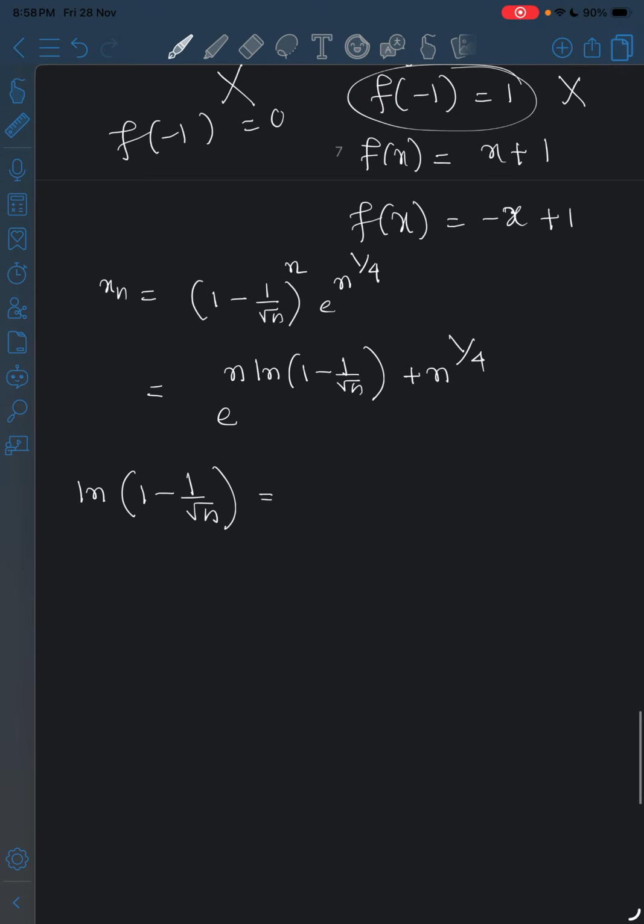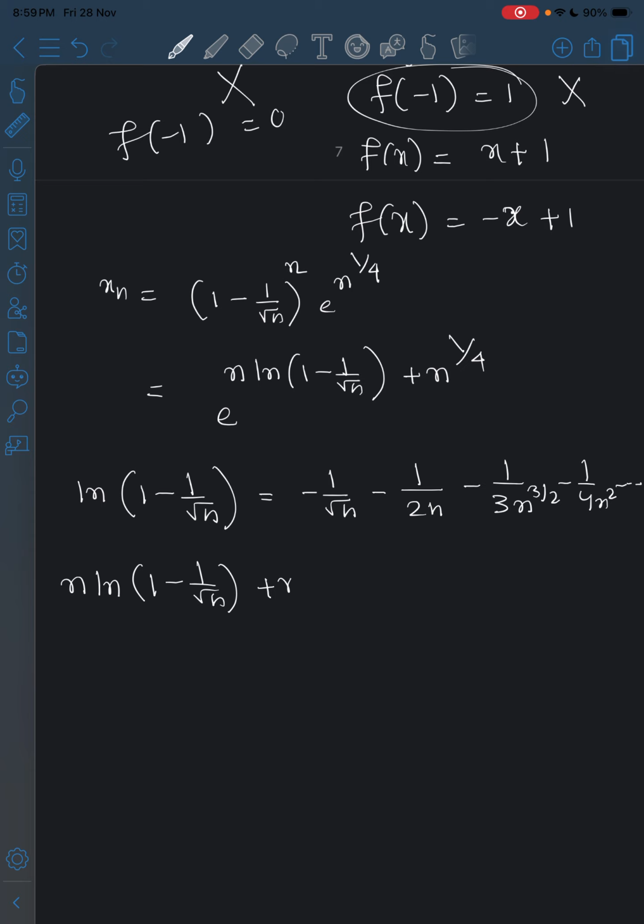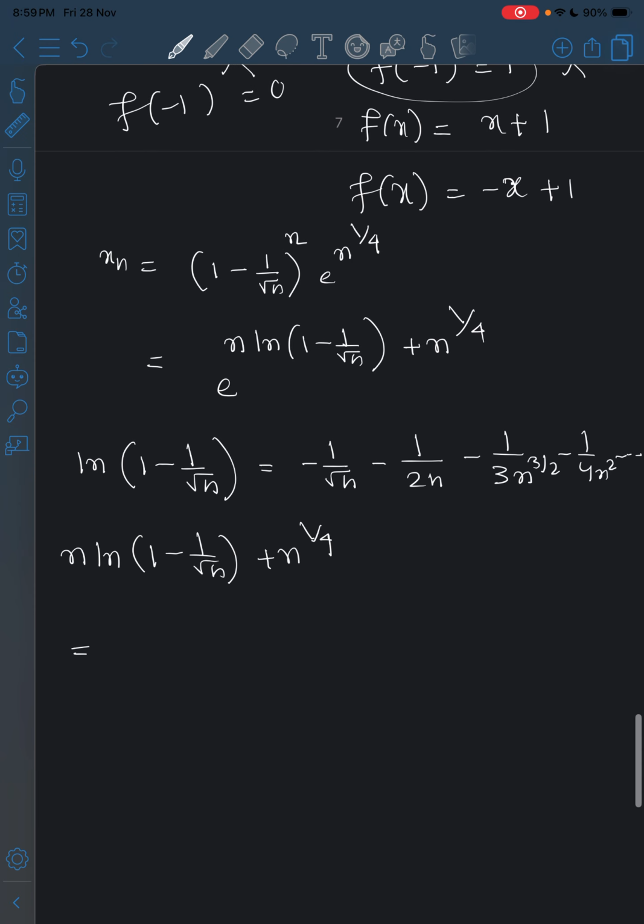If you just use some Taylor series expansion, then what will you get? This is minus 1 over root n minus 1 by 2n minus 1 by 3 n to the power 3 by 2 minus 1 by 4 n square, and so on, right? So then n ln(1 minus 1 over root n) plus n to the power 1 by 4 is same as minus root n minus half minus 1 by 3 root n minus 1 by 4n minus something plus n to the power 1 by 4.